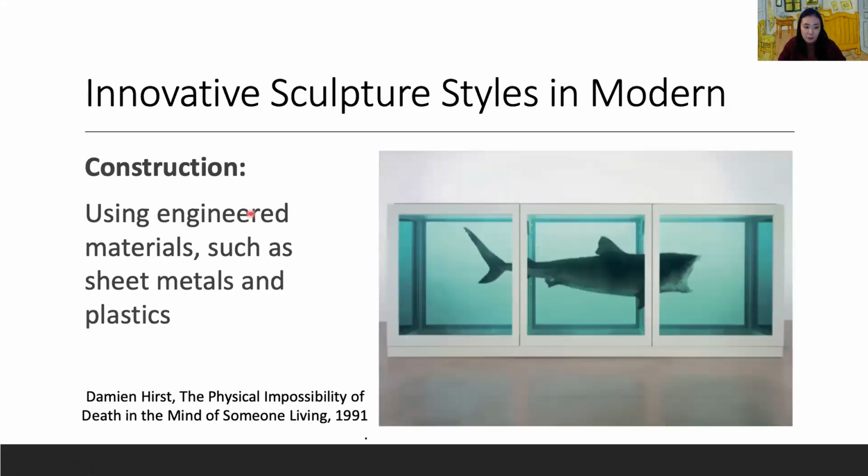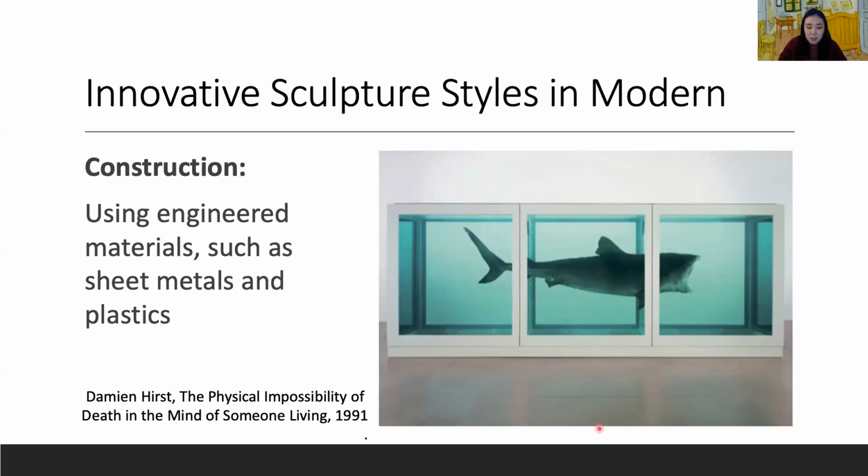And let's see the construction. So the idea of constructing sculptures is relatively new. Methods for doing so have proliferated with the growth of standardized engineered materials such as sheet metals and plastics. In the late 19th century, sculptors began to look beyond traditional carved or cast forms to the process of constructing.